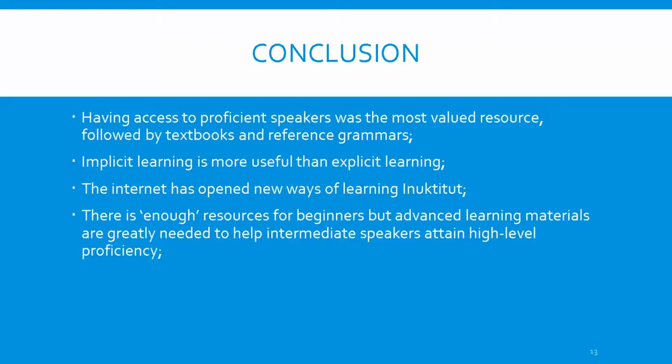And then just to recap on everything that I mentioned, having access to proficient speakers was the most important resource, followed by textbooks and reference grammars. This reflects the duality of implicit learning versus explicit learning. The participants found that learning implicitly was much more useful than explicit learning, although explicit learning does have its place, especially at the very beginning.